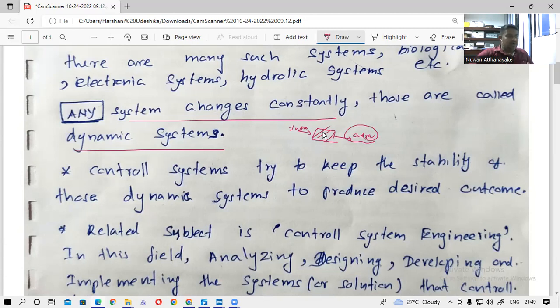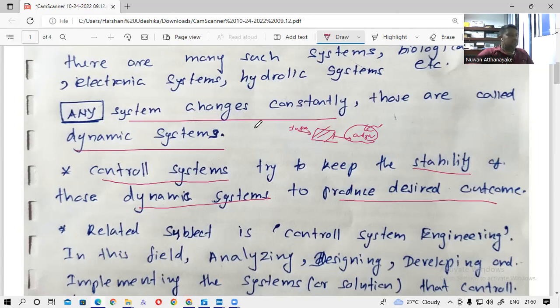So we need to somehow control the change of this system. And we have to care about the specific function of the system. We need to try to get the desired function done. Otherwise, we will not have the expected function or expected output. So we have to make this system stable, to give the desired output. Actually, that is what a control system does. The control system will try to keep the stability of the dynamic system in order to produce the desired outcome. I think you can understand this.